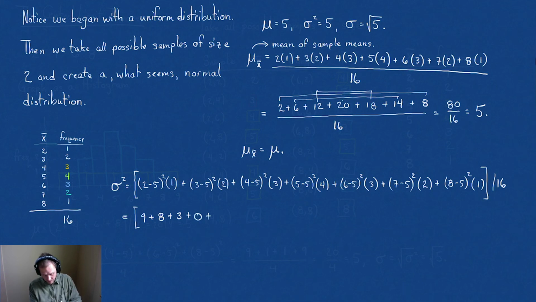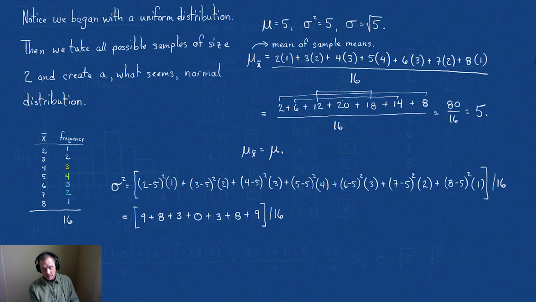Plus 6 minus 5 is 1. Square it is 1. Multiply it by 3. Plus 7 minus 5 is 2. Square it is 4 times 2 is 8. Plus 8 minus 5 is 3. Square it for 9 times 1 is 9. Divide that by 16.